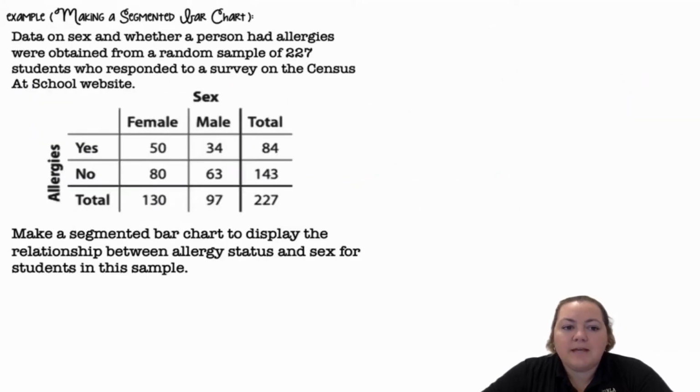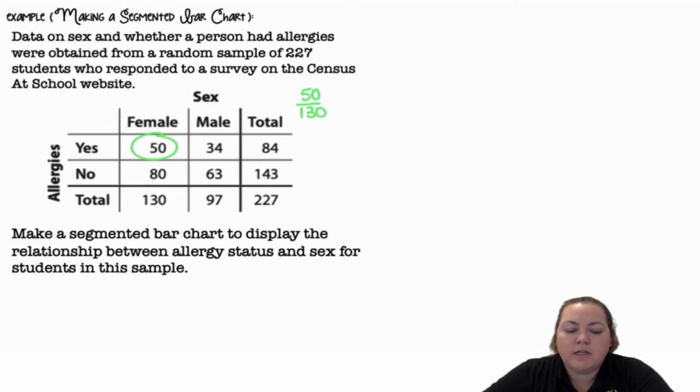All right, making a segmented bar chart. Data on sex and whether a person had allergies were obtained from a random sample of 227 students who responded to a survey on the Census at Schools website. So we have males, females, and whether or not they have allergies. All right, so we have their total, so the total number of females, total number of males, total number of people with allergies, without allergies. Make a segmented bar chart to display the relationship between allergy status and sex for the students in this sample.